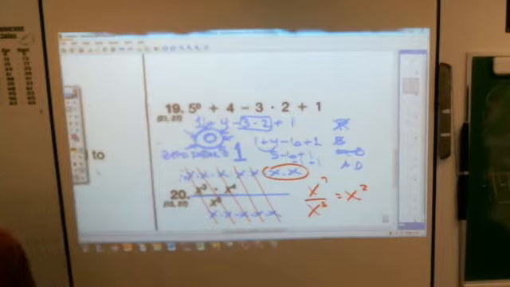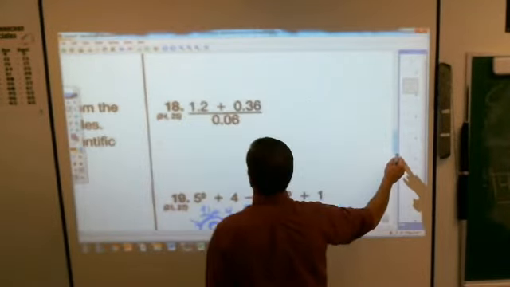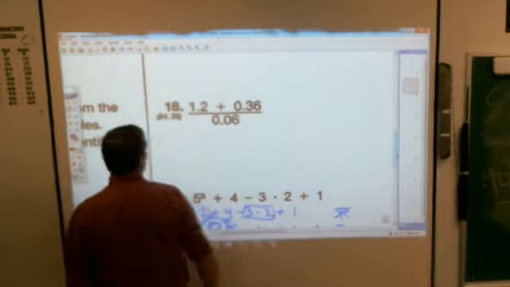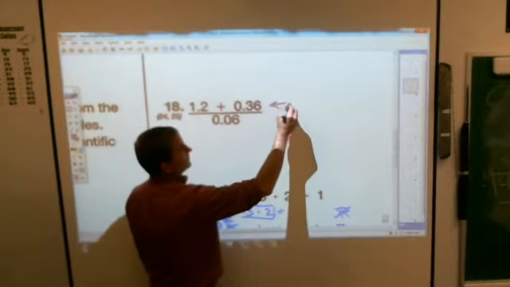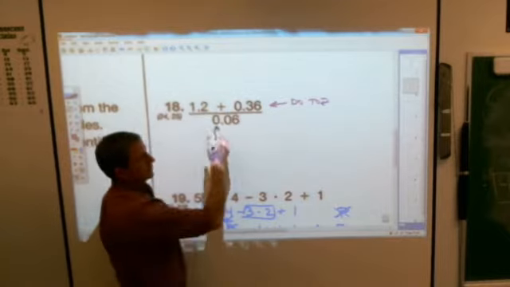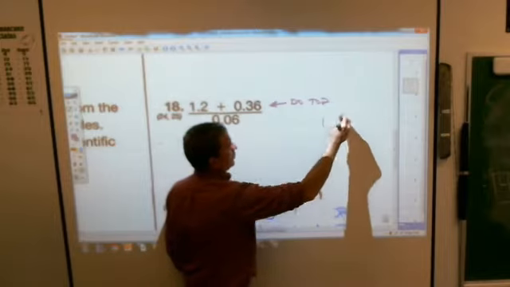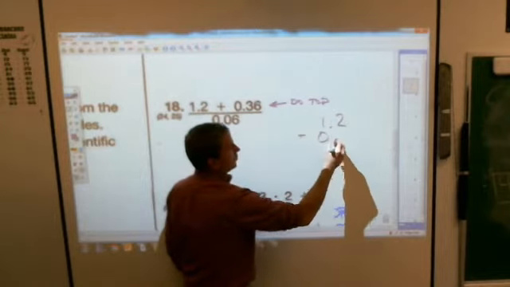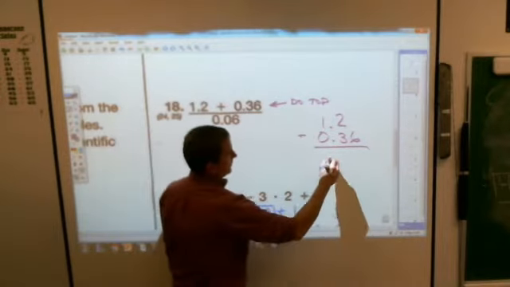Number 17 was on the side. Brendan, is number 18 on the board? I am relatively sure. Did you, Kate? And if I were doing notes, I would write myself this down: you have to do the top first, and then once you get that, you're just going to divide by the bottom. Kate, did you do that? Yeah. What is 1.2 plus 0.36? 1.56. And you got that right?